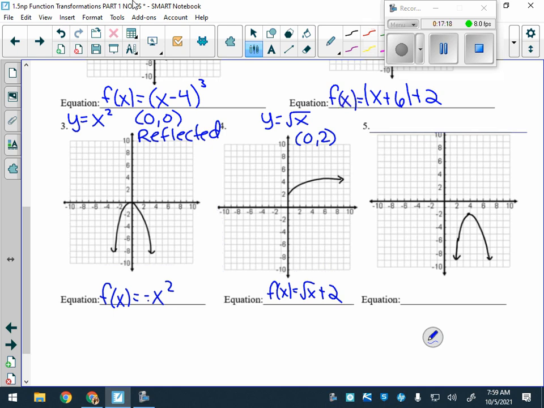Okay, I want you guys to try number 5 on your own. Okay, try number 5. What is our parent function, Kennedy? It's a quadratic. Awesome. Camilla, what is our vertex? Good. Four, negative 2. All right. Who has our equation? Anthony, go ahead.